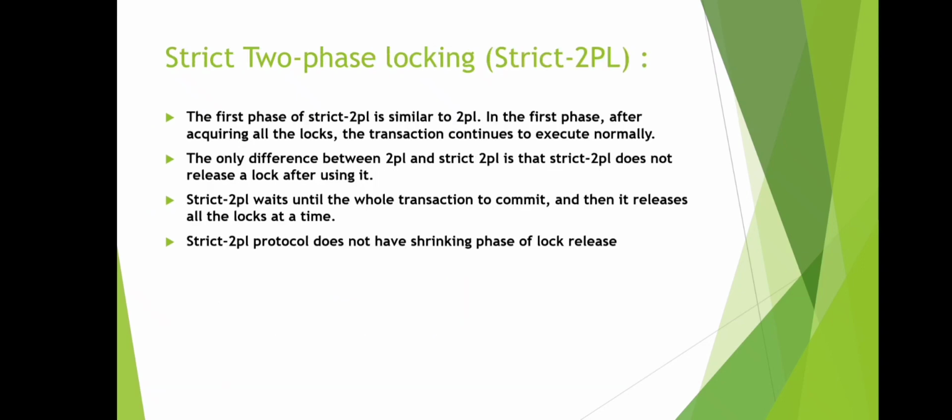Strict two-phase locking, strict 2PL. The first phase of strict 2PL is similar to 2PL. In the first phase, after acquiring all the locks, the transaction continues to execute normally. The only difference between 2PL and strict 2PL is that strict 2PL does not release a lock after using it. Strict 2PL waits until the whole transaction commits and then releases all the locks at a time. Strict 2PL protocol does not have a shrinking phase of lock.